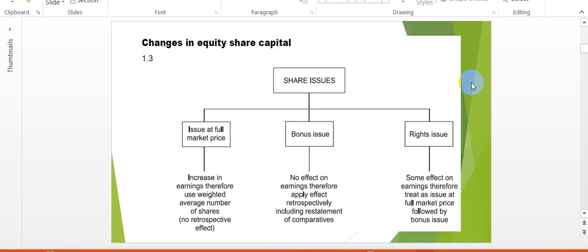The second way that shares may be issued is through a bonus issue. A bonus issue is where shares are issued to the current shareholders at no consideration. So basically the shares are given, so to say, for free. So there's no additional cash coming into the business from the shareholders. So this will have no effect on earnings.